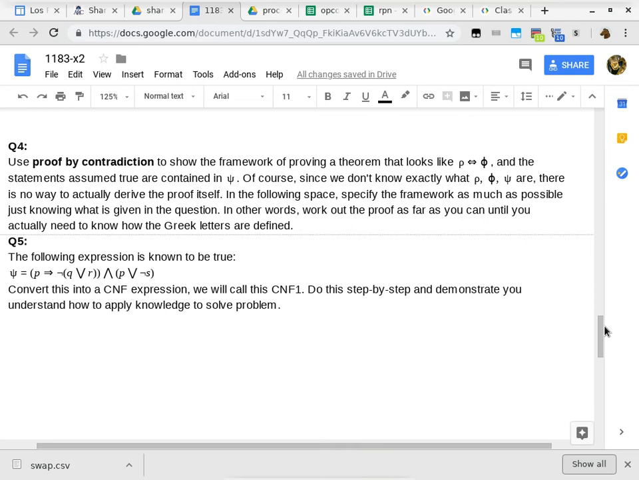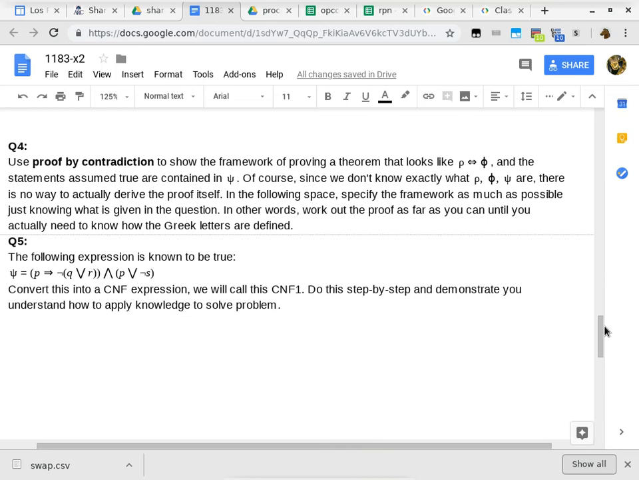Now, if all of these things are known to be true, can we conclude that rho is true if and only if phi is also true? That is the question. Is this a theorem of that? Does it follow? Is that okay? More or less, maybe? Okay.